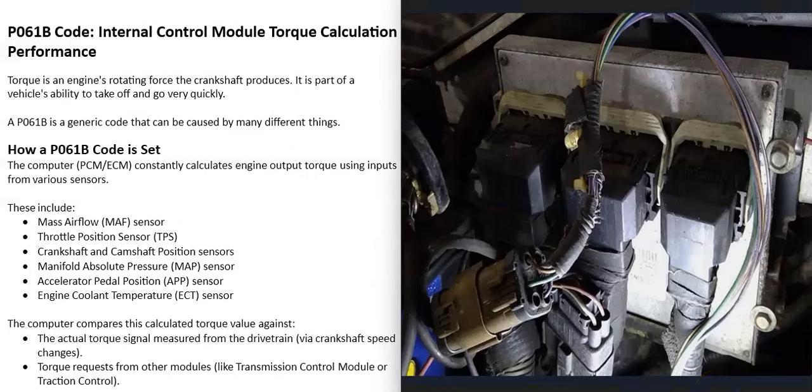Well, basically the engine's crankshaft produces torque as the engine's running, and how well this all gets transferred to the tires when the vehicle goes to take off is all being monitored by the computer. And this is going to directly affect how well the engine runs and how quickly it can take off. But when you get this P061B code, there's some kind of issue going on with all this. The computer's seeing some kind of error, so it's going to be troubleshooted to know why.